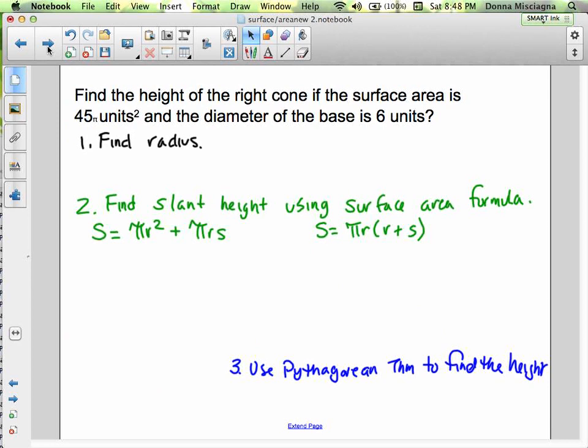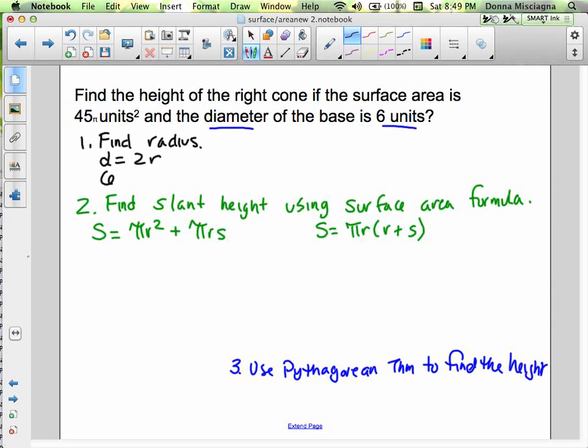All right, so we want to find the height of the right cone if the surface area is 45 pi units squared and the diameter of the base is 6 units. So you can add in my written steps here. In step number 1, we need to find the radius. We're given the diameter. So remember that diameter is twice the radius. So that means 6 is 2 times the radius, and so 3 is our radius. So that's the first thing, right? Because we can't find surface area with diameter, we need radius.